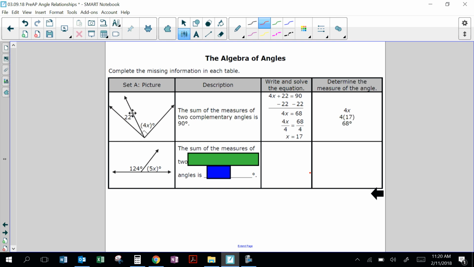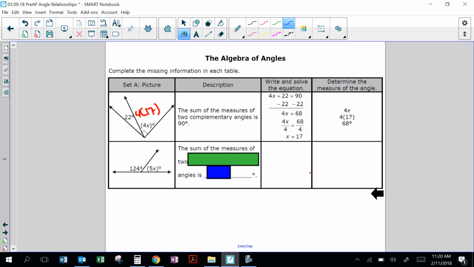So complementary is when you have two angles that form a right angle, which is 90 degrees. As you can tell here, this is how they found out what 4x is equal to. So you add 4x plus 22, and it's going to equal a 90 degrees angle. Subtract 22 from both sides, you get 4x equals 68. Then you divide both sides by 4, x equals 17. So this x is 17. So 4 groups of 17 is 68 degrees.